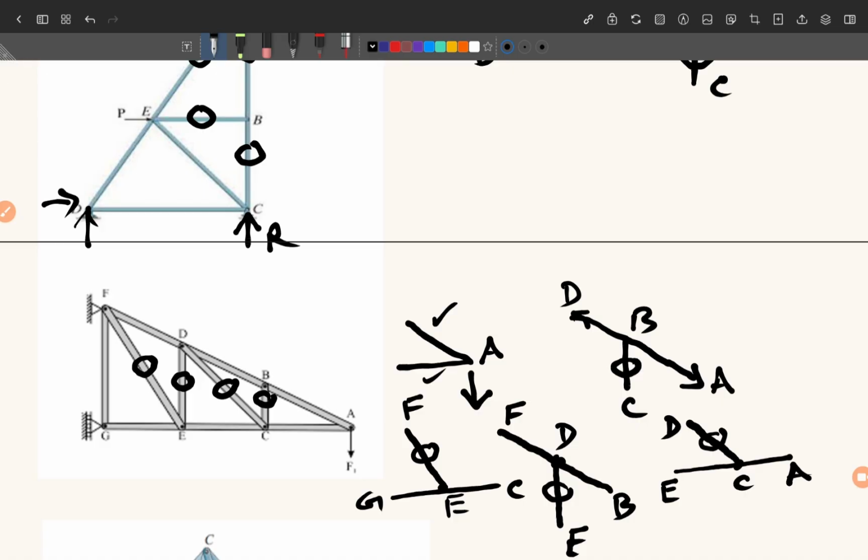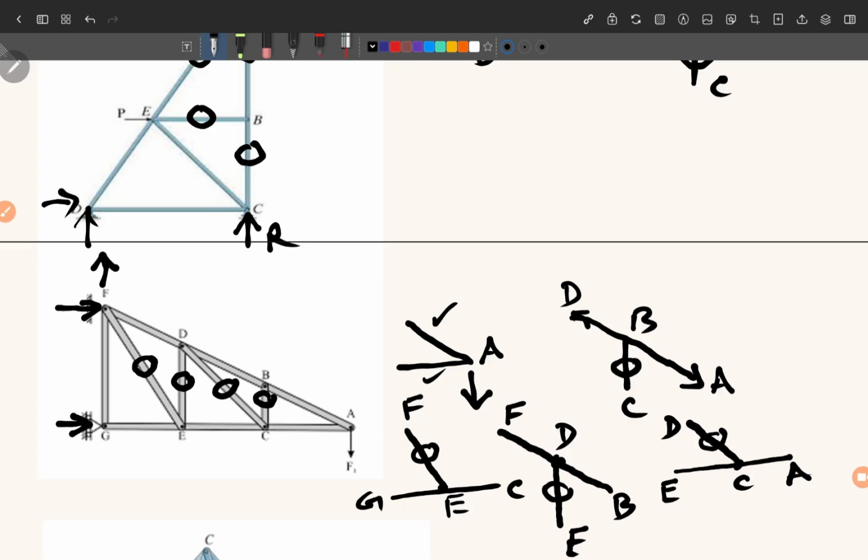If we see here at G, because there is a roller support, there will be one reaction here in the horizontal direction, because the reaction at the roller support will always be perpendicular to the surface on which the rollers are kept. Okay, so it will be in the horizontal direction, and F is a hinge support, so it will have one horizontal and one vertical reaction.